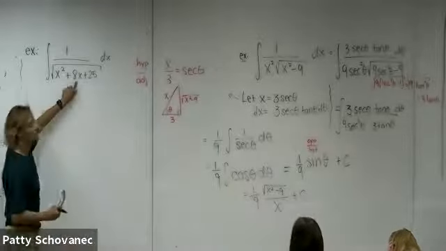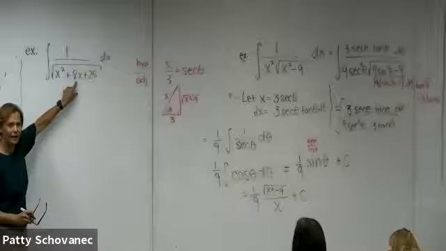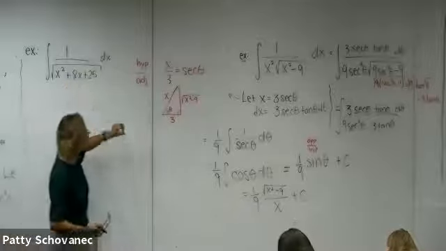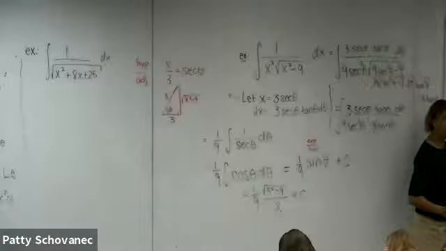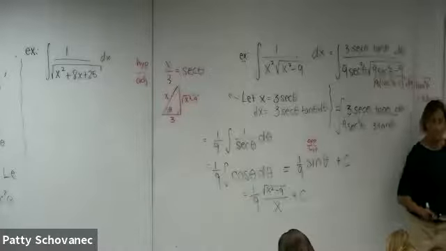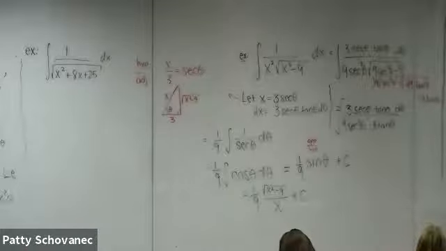Oh, we complete the square. In our forms, we don't have an x to the first power term. So you're going to complete the square. Try to complete the square under the radical and see if it fits any of the forms we have.